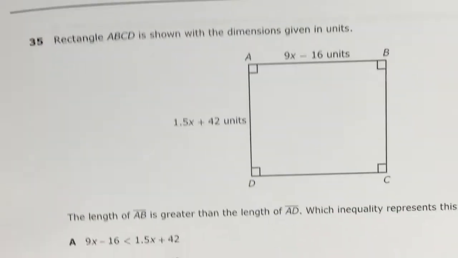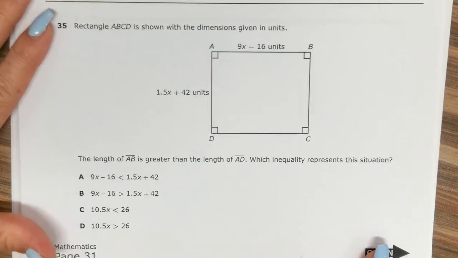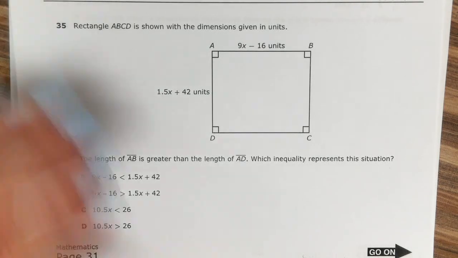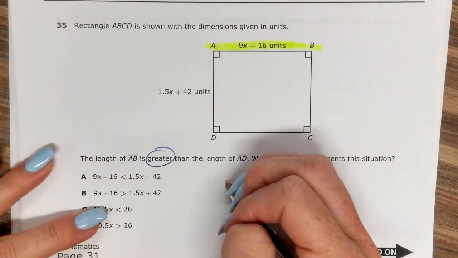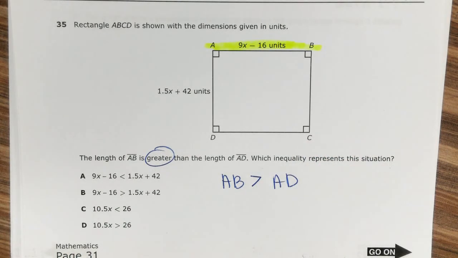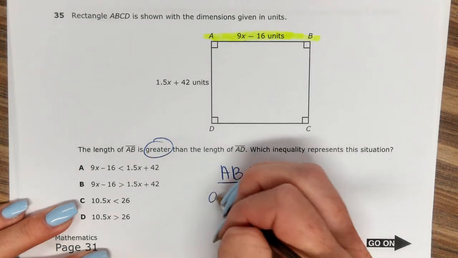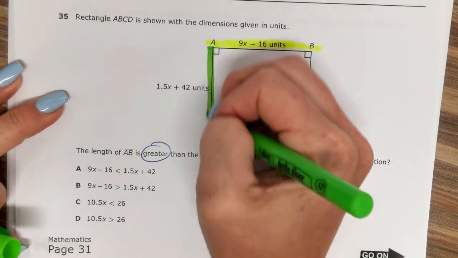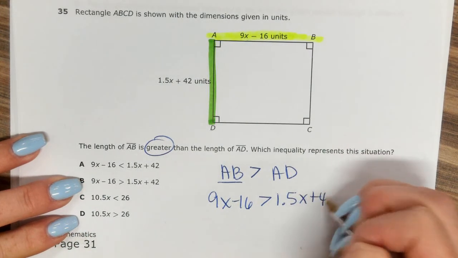Number 35. Rectangle ABCD is shown with the dimensions given. Did everybody hear that? The length of AB, so I'm going to say, here's AB. The length of AB is greater. So everybody look, AB is bigger than AD. So what would I write here for AB? Right there, yes. So 9x minus 16 is greater than AD. Well, AD is right here. So I'm going to write AD right there, 1.5x plus 442.